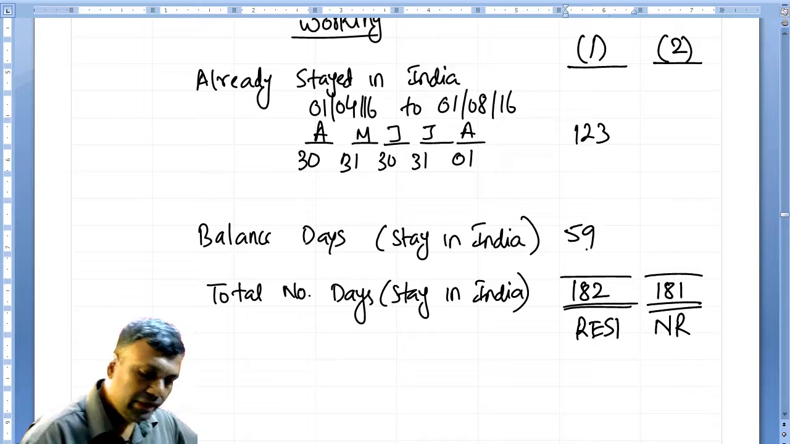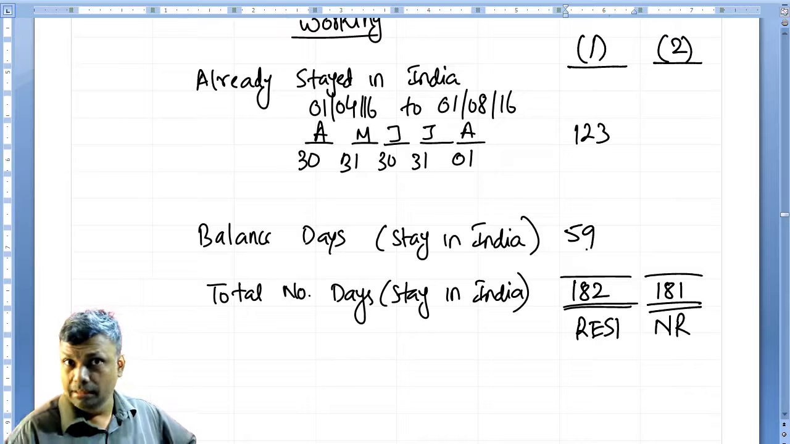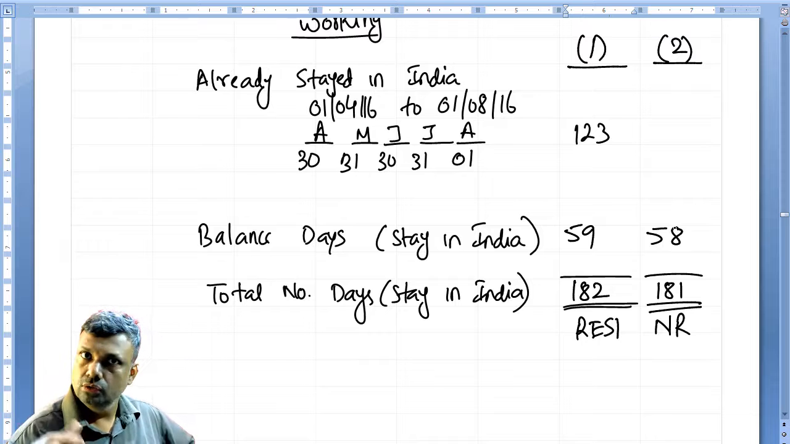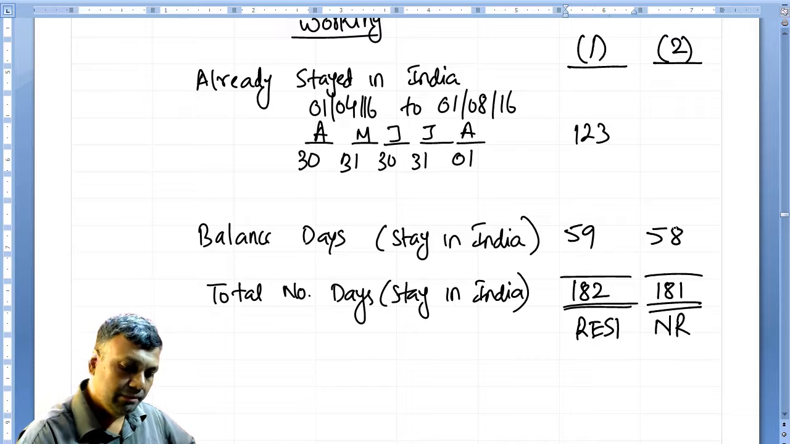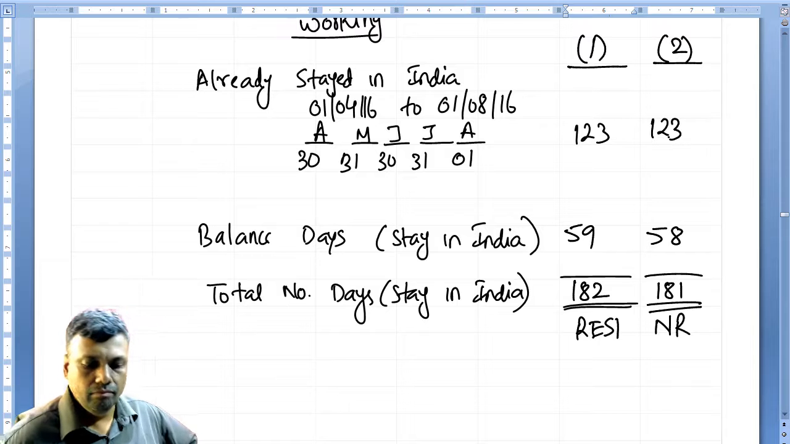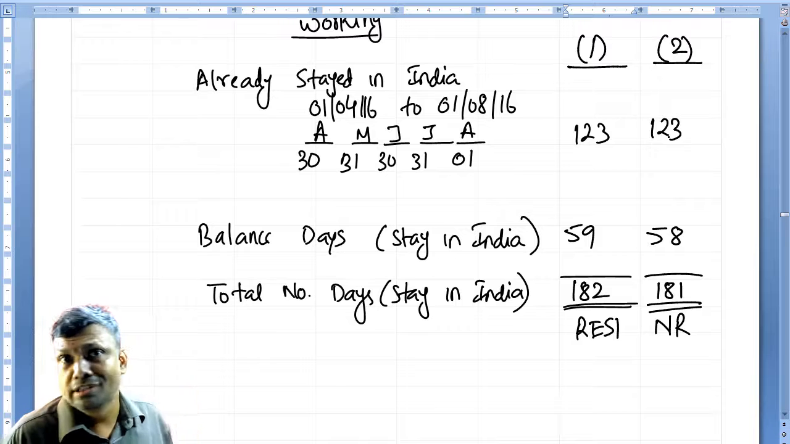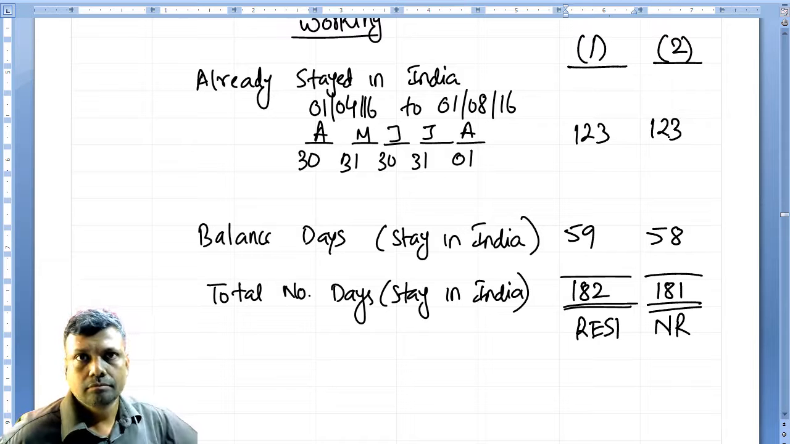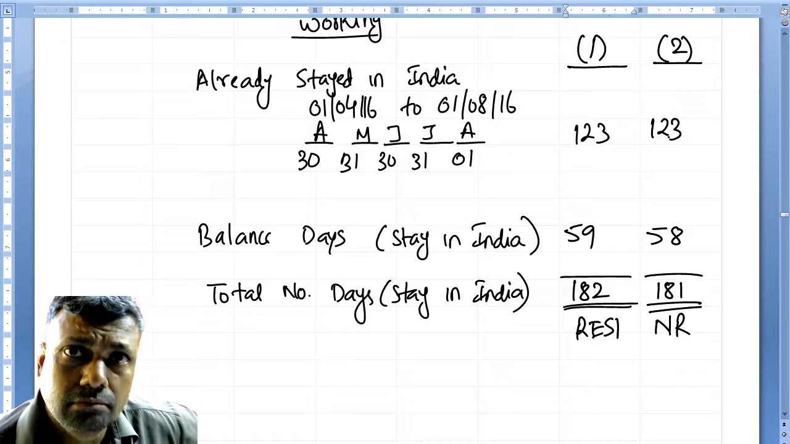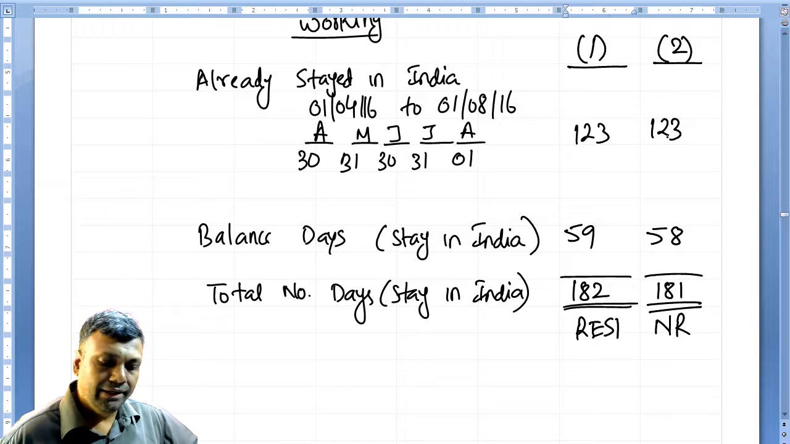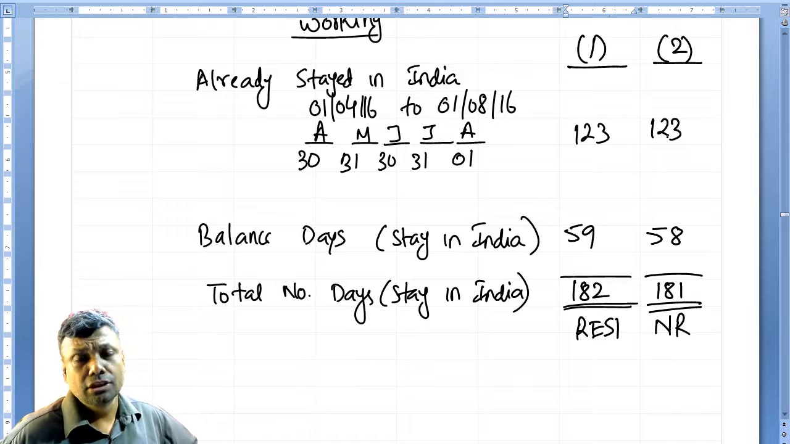So, if he stays for 59 days, balance number of days, then he will become resident. So, he should not stay for 59 days. He should go on the 58th day, because that 1 day difference will change his residential status. That's okay? So 58 days and 59 days, that 1 day difference will change his residential status. I guess this is very clear.